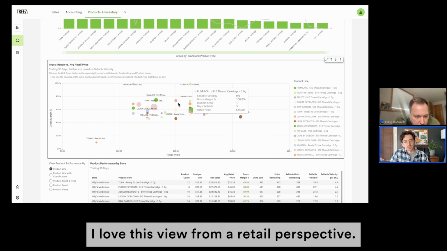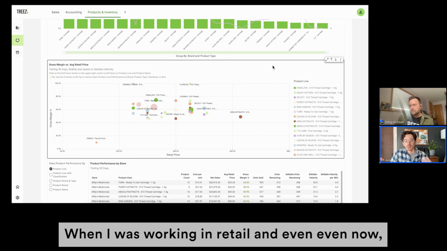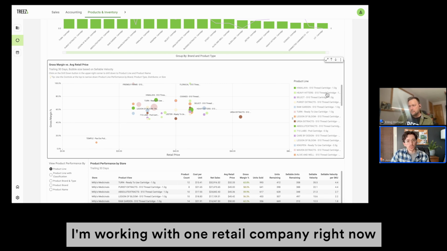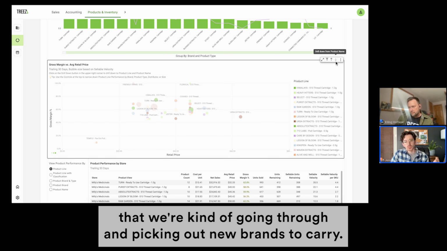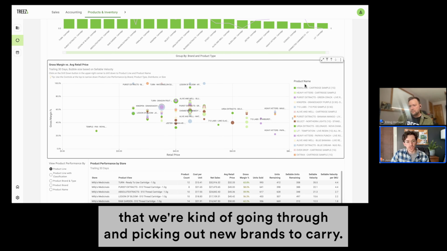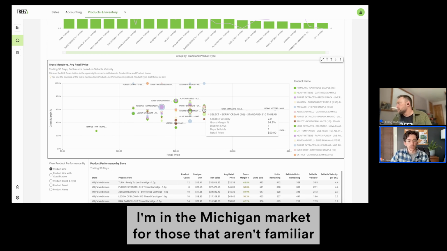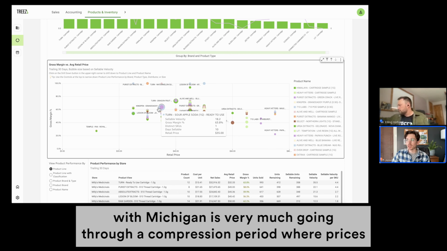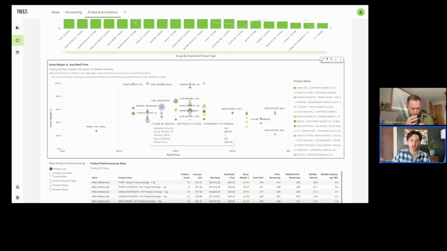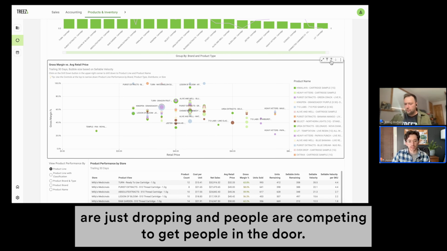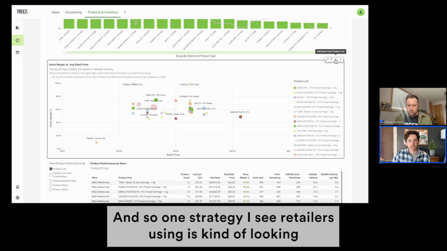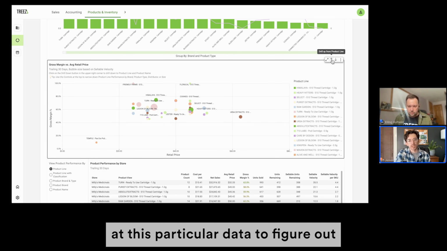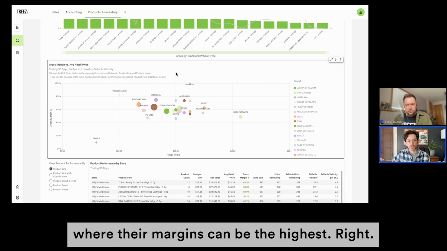Yeah, I love this view from a retail perspective. When I was working in retail, and even now, I'm working with one retail company that is going through and picking out new brands to carry. I'm in the Michigan market, for those that aren't familiar. Michigan is going through a compression period where prices are dropping and people are competing to get people in the door. One strategy I see retailers using is looking at this data to figure out where their margins can be the highest.